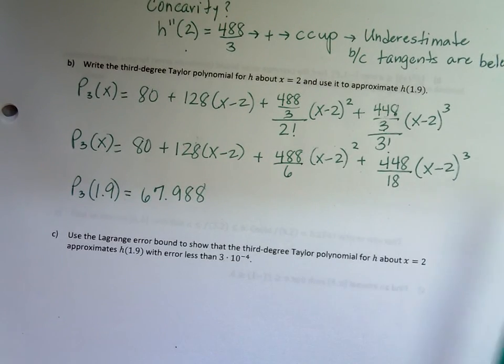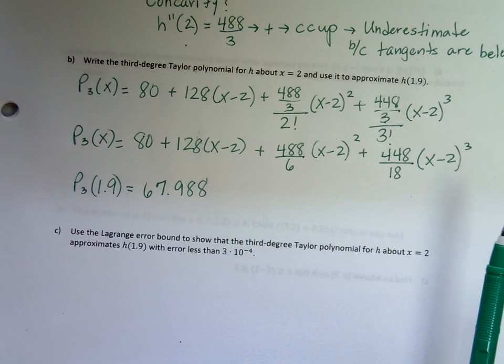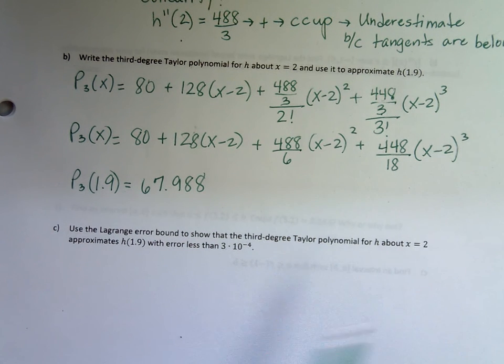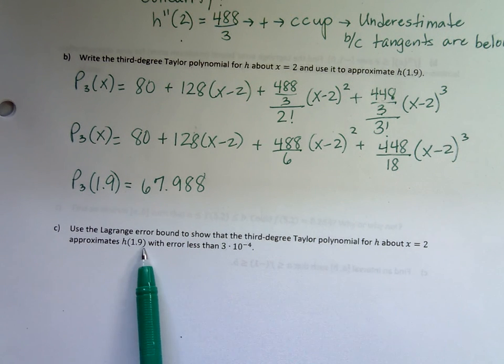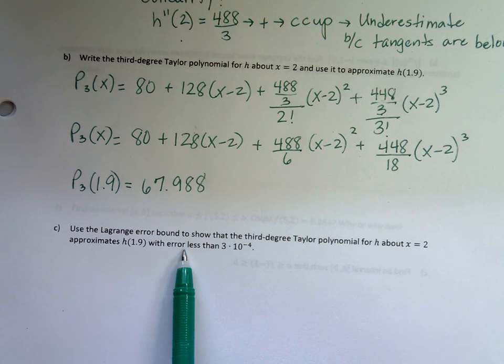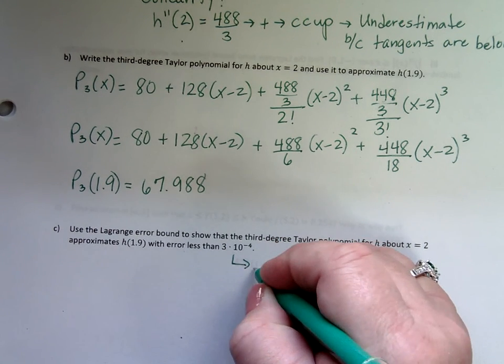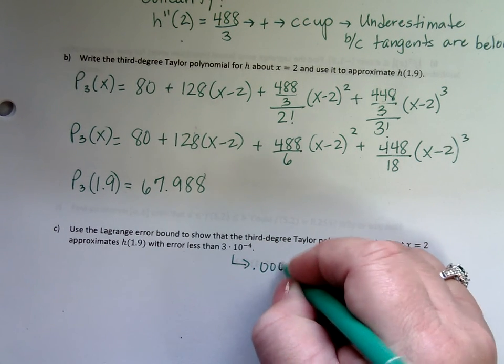Last piece. Use the Lagrange error bound to show that the third degree polynomial for h about x equals 2 approximates 1.9 with error less than 3 times 0.0004. Well, what does that look like? That is 0.0003. 4 decimal places, right?